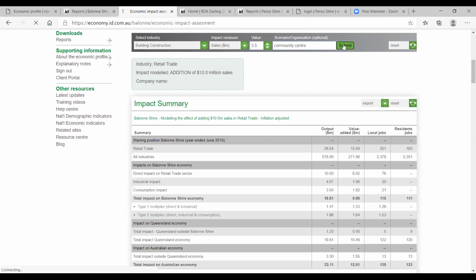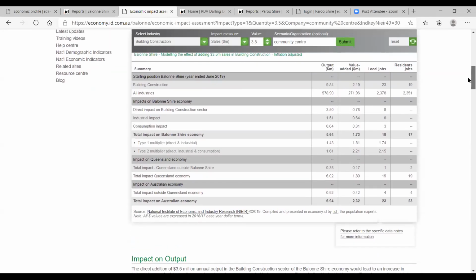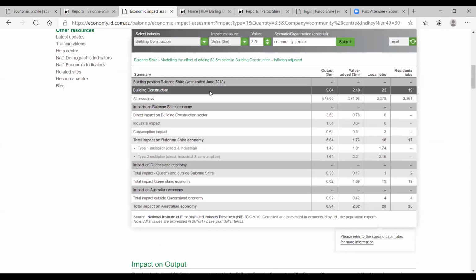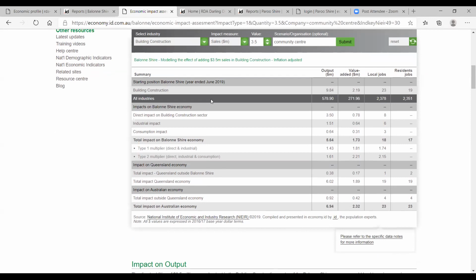So we look here and we submit that information through the model. And what the model does is it takes that 3.5 million, it uses the data that we have just exclusively for Balonne Shire, and it comes up with an estimate of what that economic impact is going to be on your community, on Queensland and on Australia. Okay, so the first thing we look at is we start with our starting position. So this just talks to me about how big your building construction industry is at the moment. Then talks to me about how big all of your industries are put together.